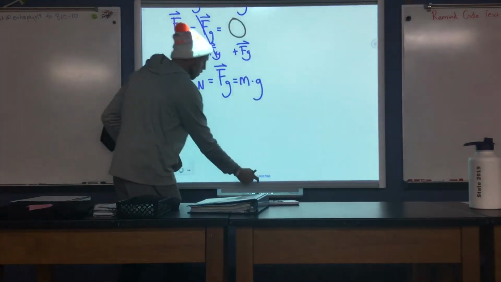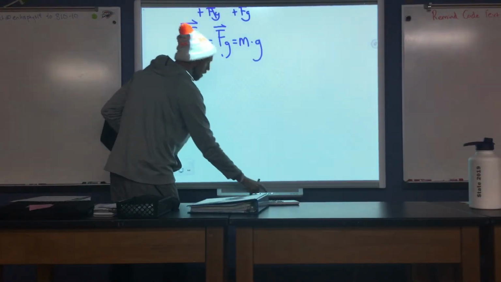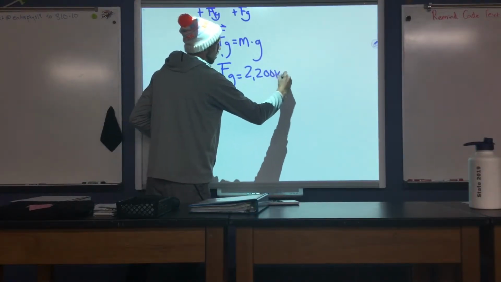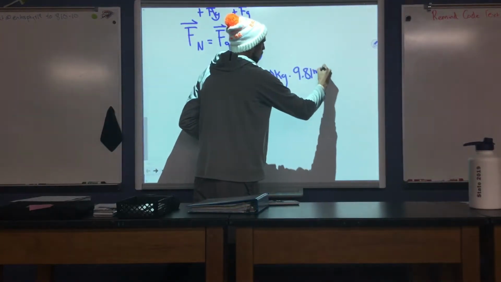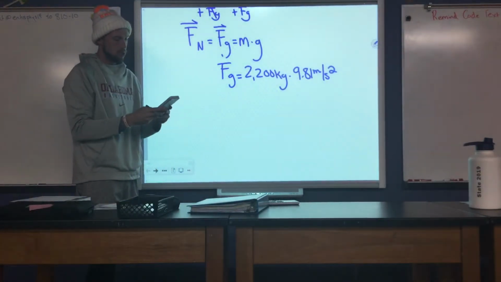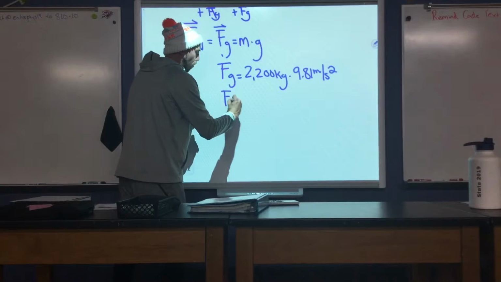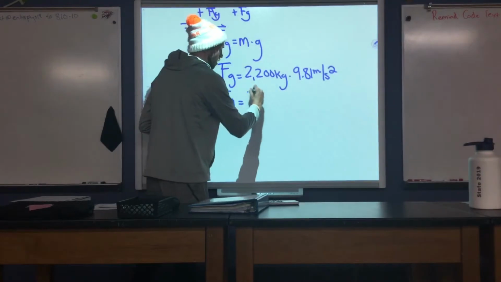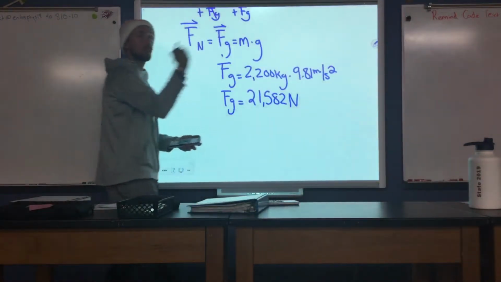So here we go. Force of gravity is equal to mass times gravity. Our mass here was 2,200 kilograms. Acceleration due to gravity for the Earth, we can assume to be 9.81 meters per second squared. So we'll plug these values in: 2,200 multiplied by 9.81. That will give us a pretty large value for force, but again, we have a large object that the Earth is pulling on. 21,582. And that is a force value, kilogram meters per second squared, so newtons.